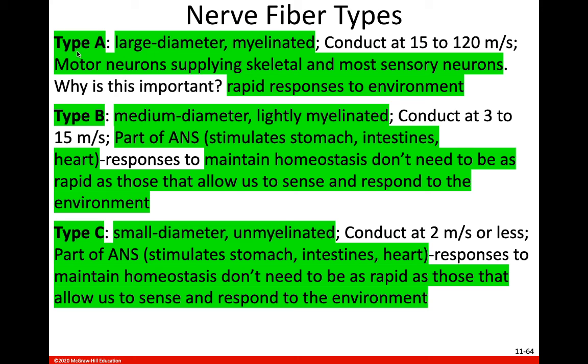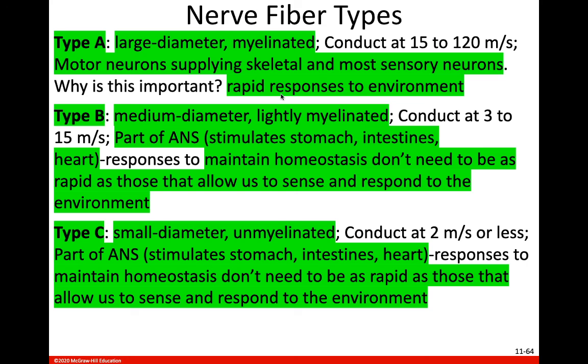So type A are our large diameter myelinated axons, nerve fibers. These are going to be conducting action potentials very quickly. And these are the types of nerve fibers that innervate our skeletal muscles. Also, our sensory neurons are these type A large diameter myelinated. So this means they're going to conduct action potentials very quickly.